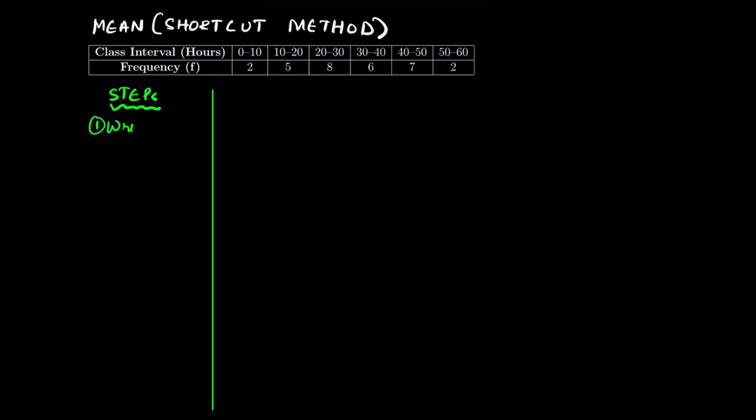First, write down the class interval using the question. So as you can see, the class interval is over here. So write down the class intervals: 0 to 10, 10 to 20.